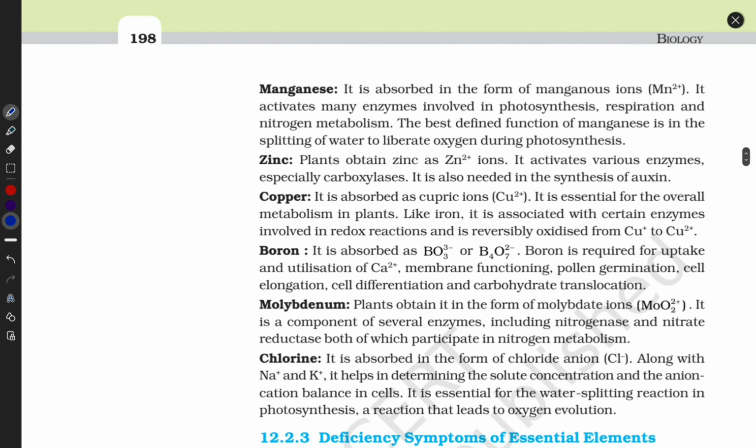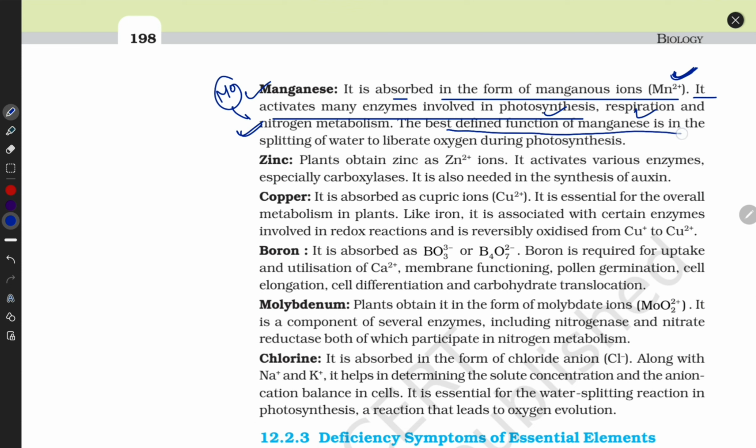Now the rest are also micronutrients, like manganese, not magnesium, manganese. It is absorbed in ionic form. In ionic form, it activates many enzymes involved in photosynthesis, respiration, and nitrogen metabolism. Molybdenum also takes part in nitrogen fixation and nitrogen metabolism. The best-known function of manganese is the splitting of water.